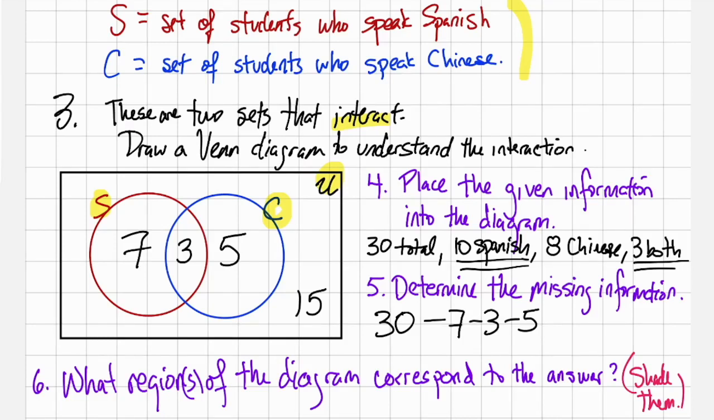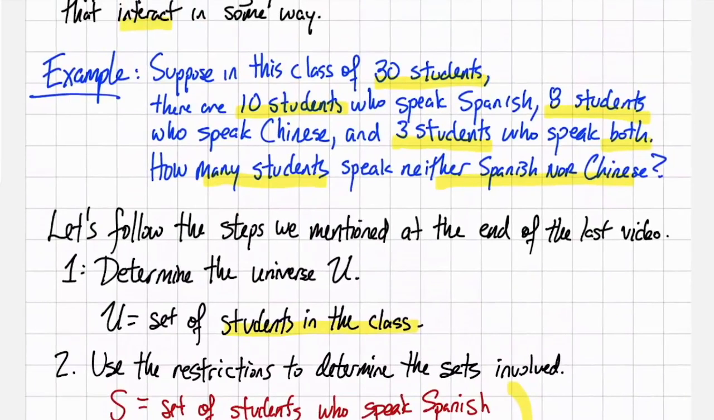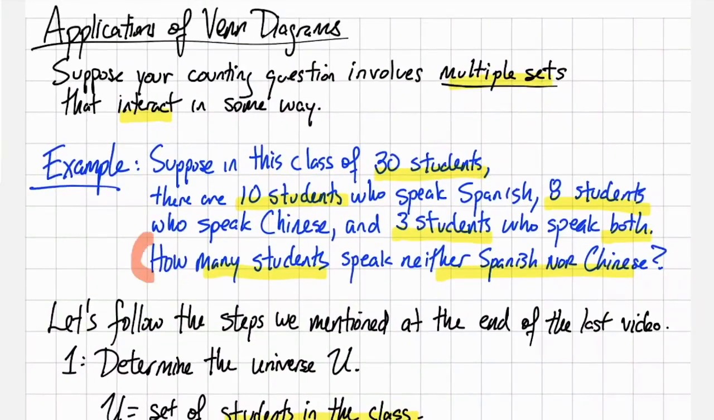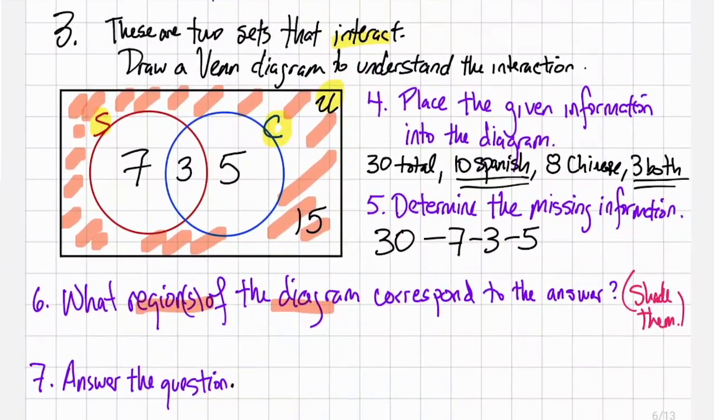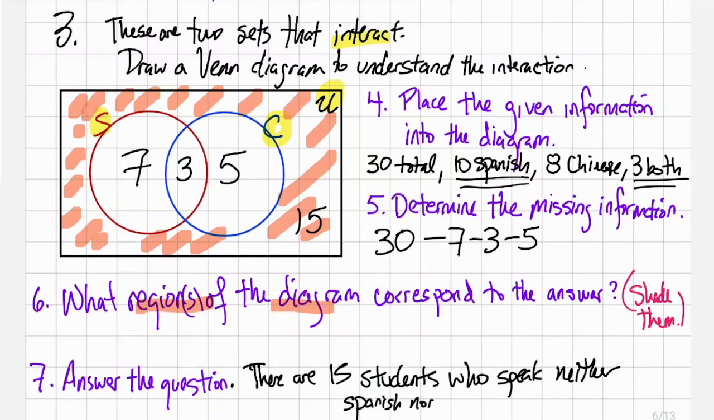We've now filled in all of the regions of the diagram. So let's go back to what the question is asking and figure out which regions of the diagram correspond to the answer. The question is asking us how many students speak neither Spanish nor Chinese. That's the part of the diagram that's not in any of the circles. And so we can use that information to answer the question. The answer to the question would be, there are 15 students who speak neither Spanish nor Chinese.